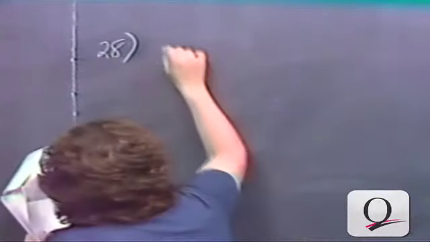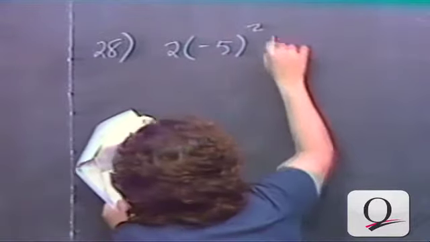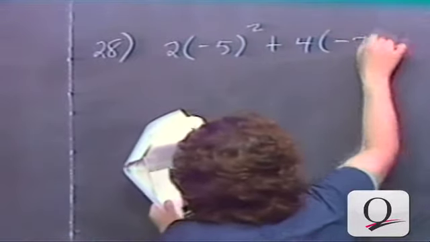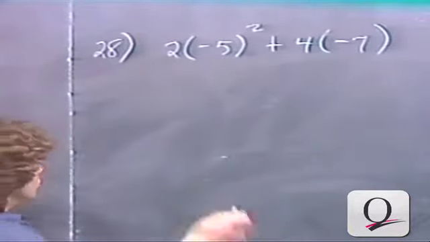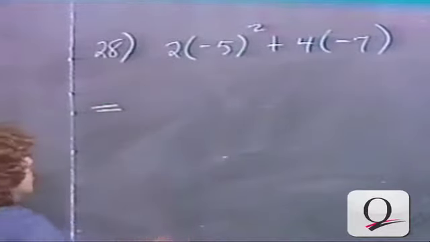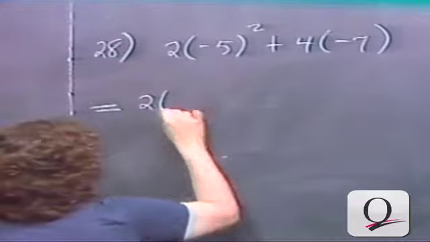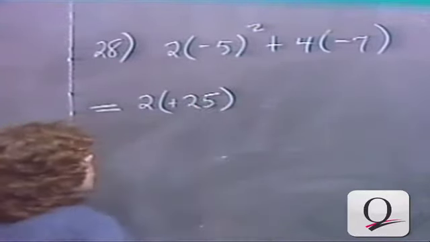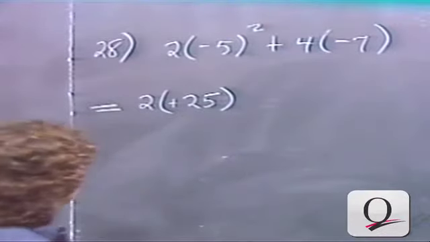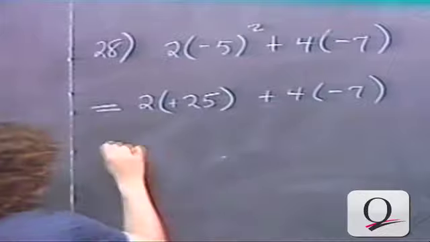Question 28. 2 times minus 5 squared plus 4 times minus 7. Okay. First thing, we're using now order of operations. First thing that we'll do is the power. Minus 5 squared is minus 5 times minus 5 is plus 25. So it's 2 times plus 25 plus 4 times minus 7.